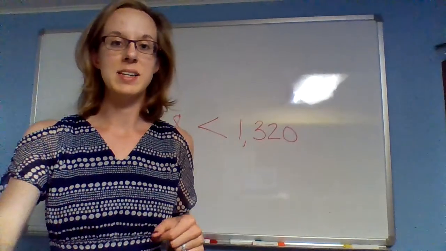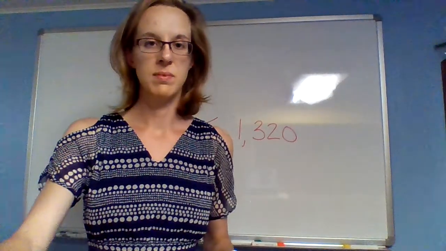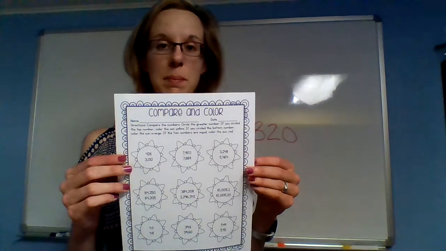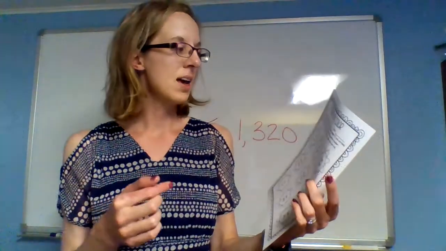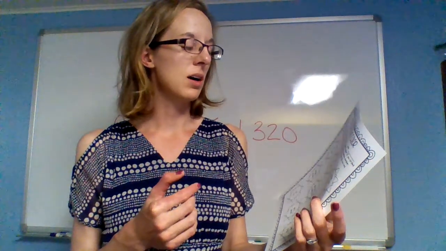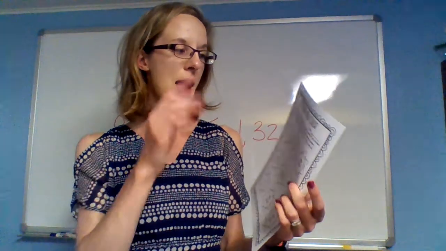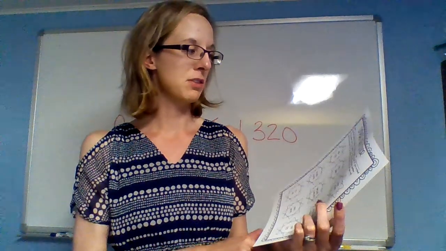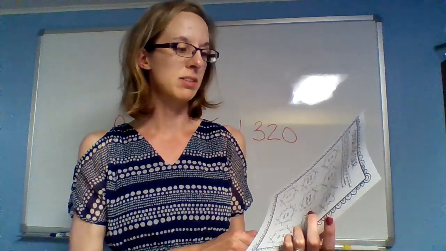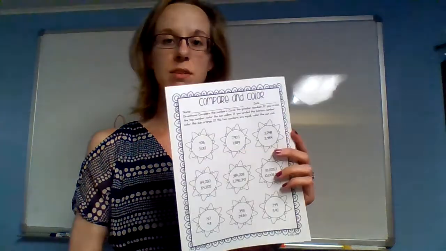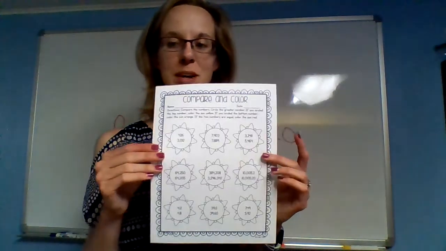Let's talk about what you're going to do today to practice these skills. Your packet activity today is called Compare and Color. On this sheet, what you're going to do is compare the two numbers in the sun and then color according to the directions at the top. So compare the numbers, circle the greater number. There's 2 numbers in each one. If you circle the top one, it's going to be yellow. If you circle the bottom one, it's going to be orange. And if the 2 numbers are the same, you're going to color the sun red. So top, yellow; bottom, orange. If they're the same, it becomes red.